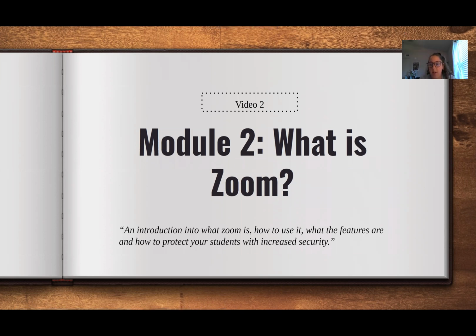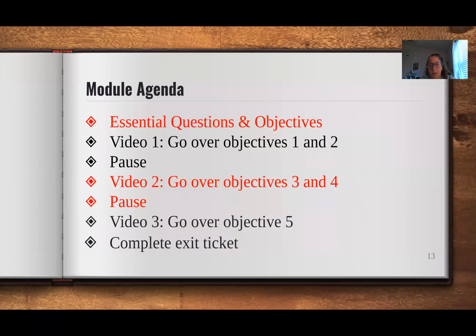If you are on video 2, that means you have watched video 1 and you have also taken the time to create your Zoom account. So if you're at this point, you're halfway through the module, and now we're continuing to talk about what Zoom is. Again, we're going to go over our essential questions and objectives, and then we're moving into objectives 3 and 4.